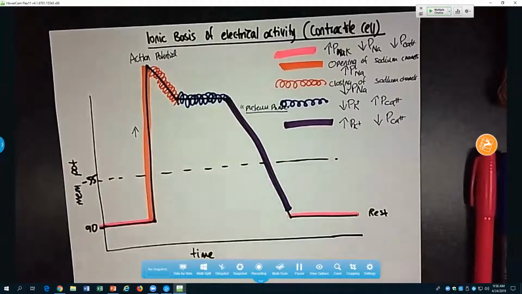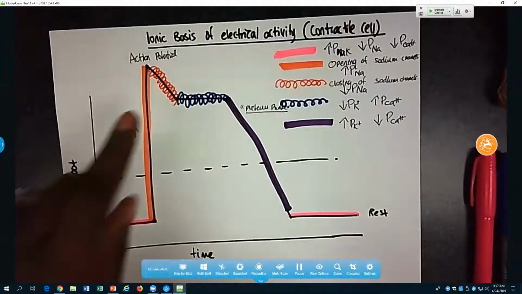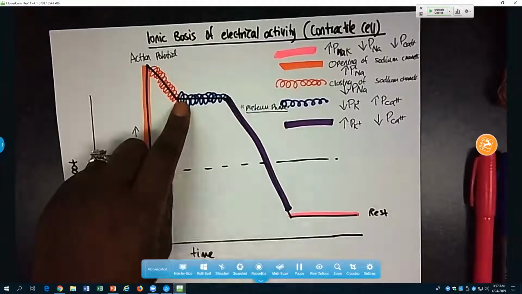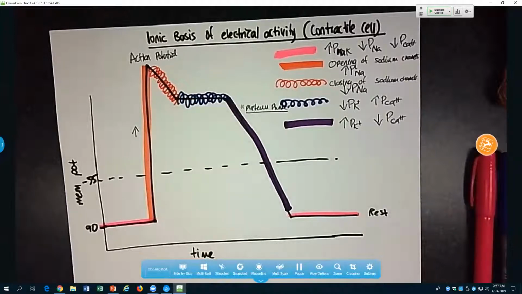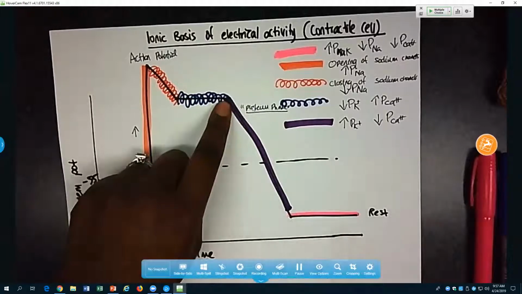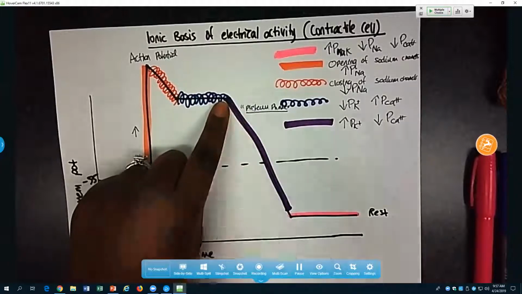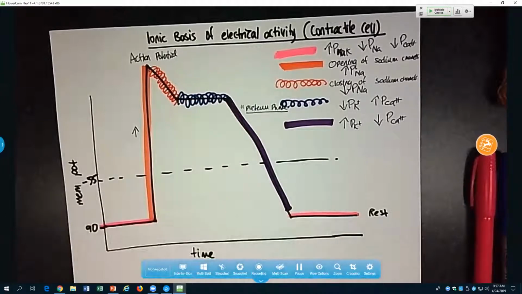So in order to stop the membrane from repolarizing, we then close those potassium channels, and we open up calcium channels here in the plateau phase to allow calcium to enter the cytoplasm and allow excitation contraction coupling, which brings about muscle contraction. When that is over, we can then close those calcium channels. We have enough calcium at this point. We can open up the potassium channels and allow the membrane to continue repolarizing.